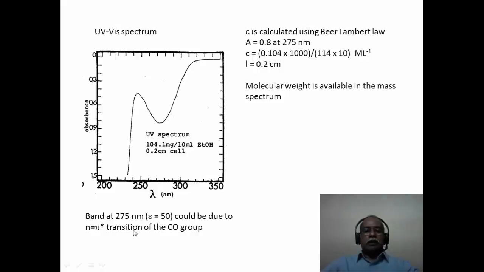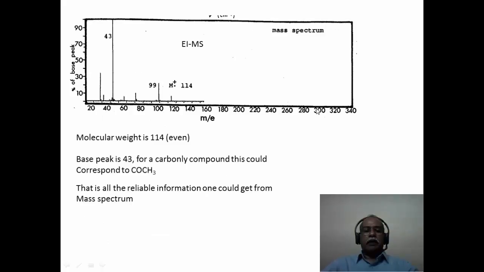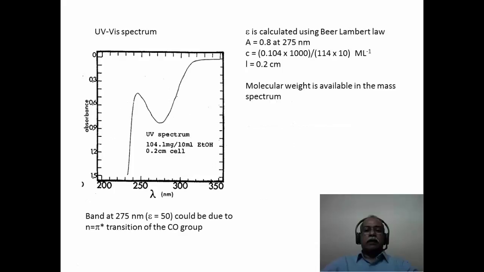Because it is a forbidden transition and it is a carbonyl compound, most likely this is because of the n-pi star transition of the carbonyl system. Beyond that, we do not have any kind of information that can be gathered from the UV visible spectrum. The UV visible spectrum ascertains or confirms the fact that it is a carbonyl compound by the presence of the n-pi star peak being seen in this particular spectrum.